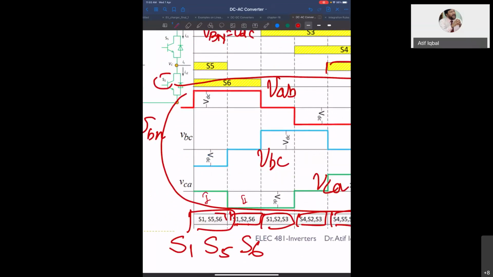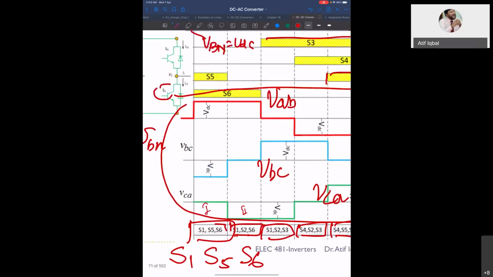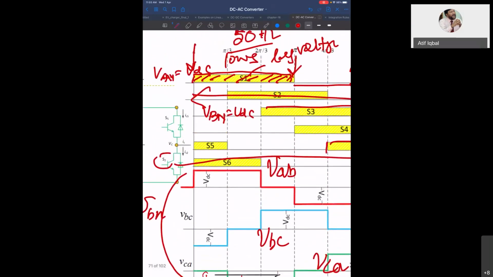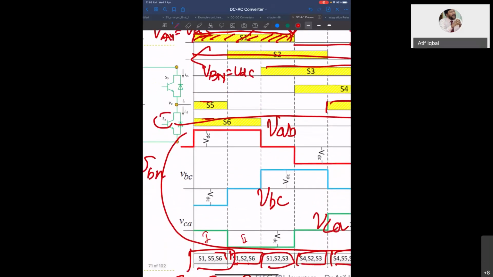How do we know that S1, S5, and S6 are on? We know that from the switching signal that we are giving to them. So we see that in this period, switch S1 is high, switch S5 is high, and S6 is high. That means 1, 5, and 6 are conducting, and the others are non-conducting. So in each mode, there are 3 switches that are on and 3 switches that remain off.